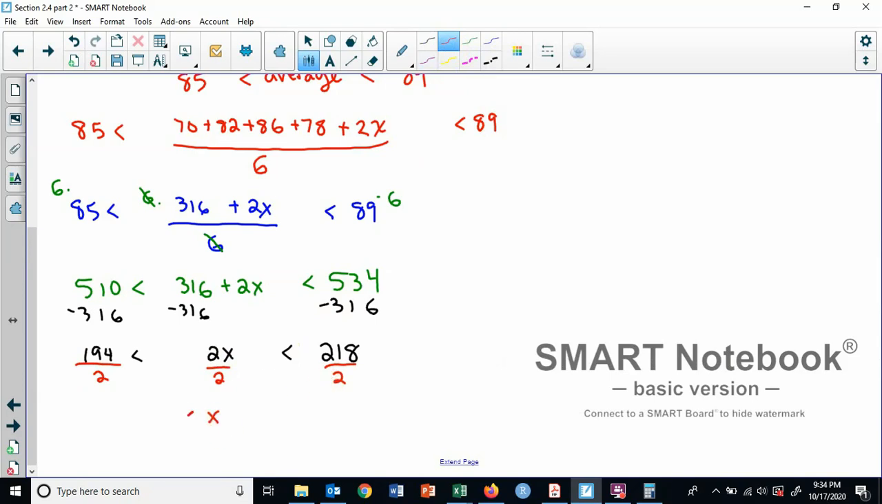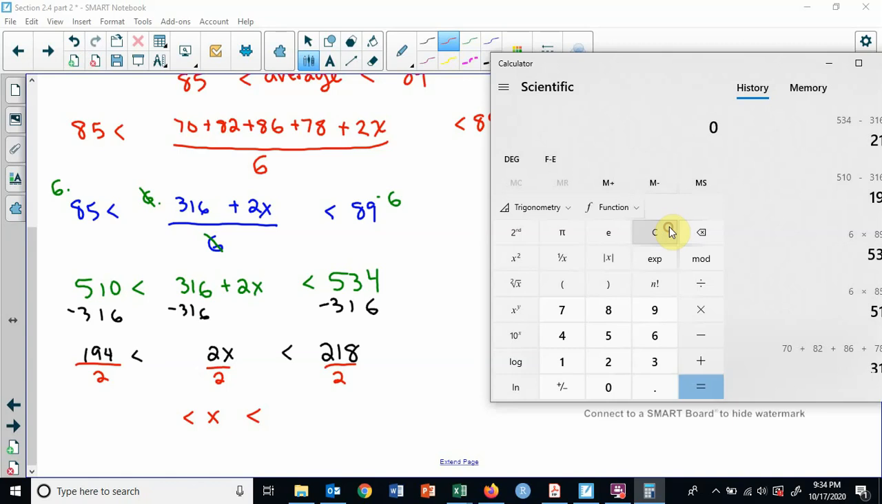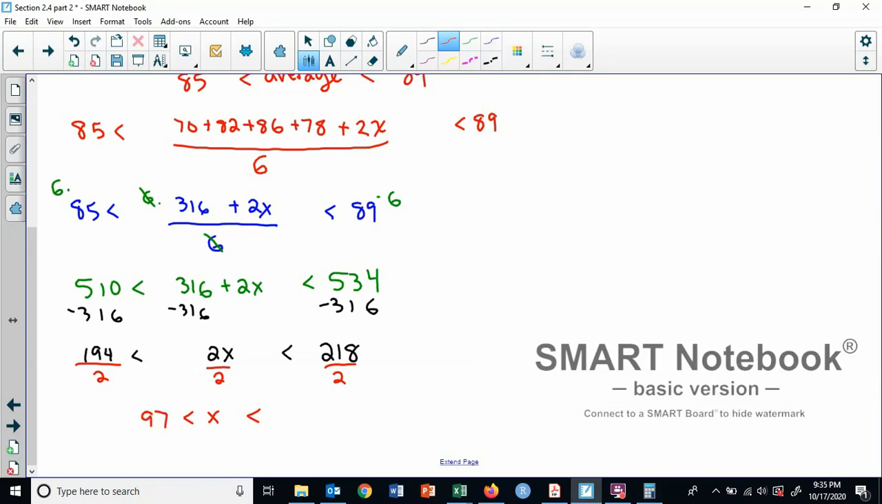So x, your exam score, needs to be in between. Let's see, let's clear this out. 194 divided by 2 is 97. Whew, this person's going to need to score high. And 218, well, we know that one in our heads. That's 109. 218 divided by 2 is 109. So this person needs a score in between a 97 and 109.